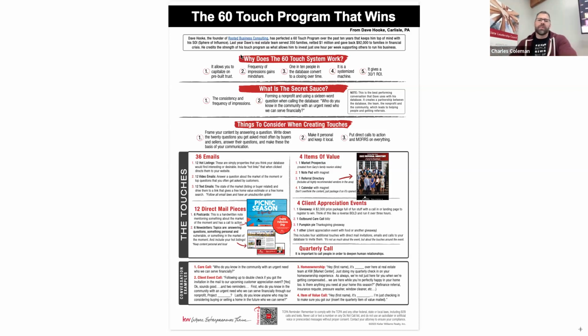So guys, then it says, let's break it down. So this is actually what the touches look like. They say 36 emails, right? Go through 12 hot listings. I don't know if it needs to be 12 hot listings, but what does it look like for open houses that you're doing, right? For those that aren't listing heavy, what does it look like to send out open houses that you are doing in the area?